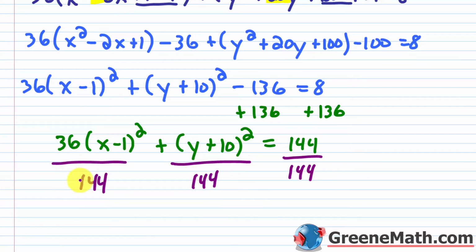And 36 over 144. 144 divided by 36 is 4. So just put a 4 down here. And then this will stay, and this just becomes 1. Okay, so that's your equation. The quantity x minus 1 squared over 4 plus the quantity y plus 10 squared over 144 equals 1.